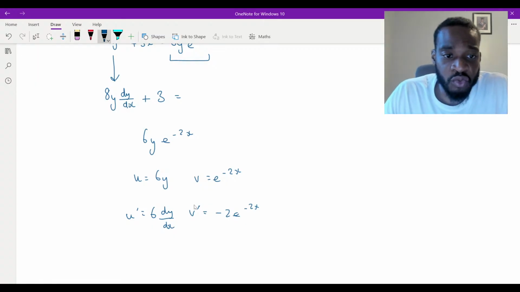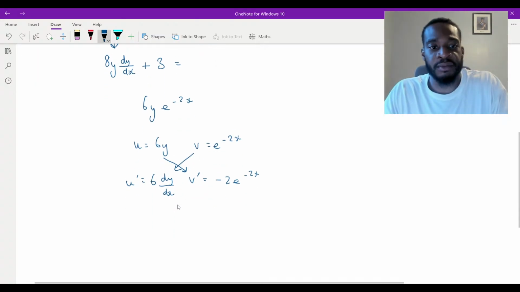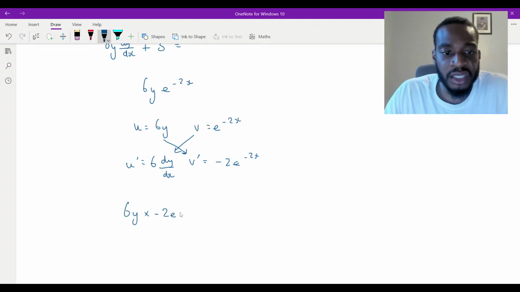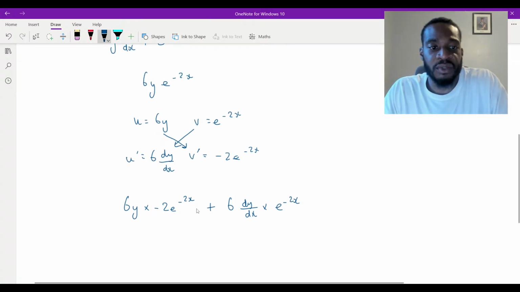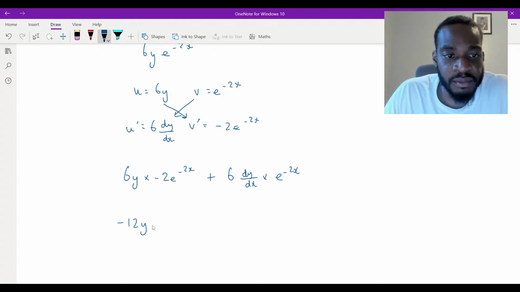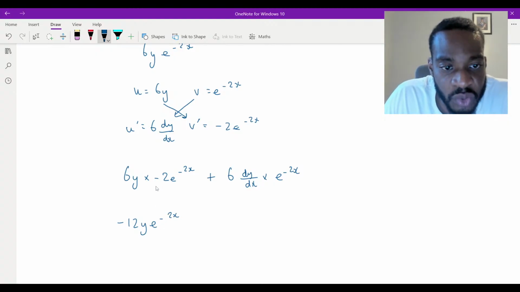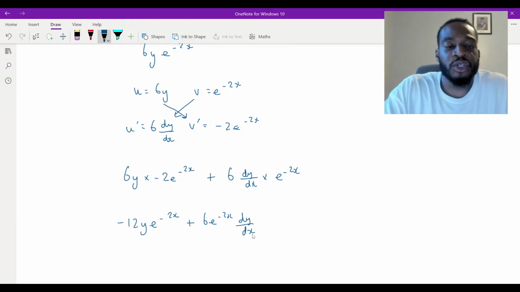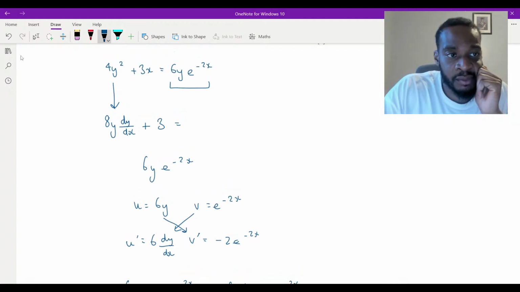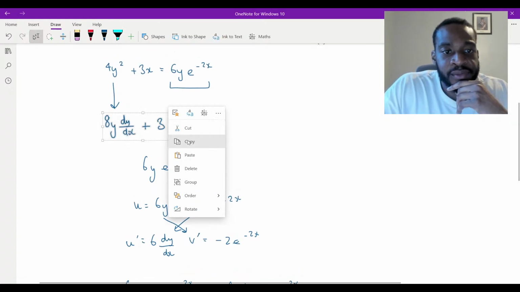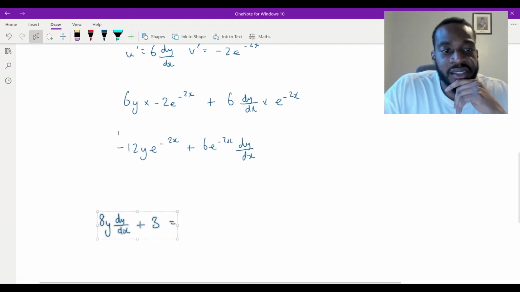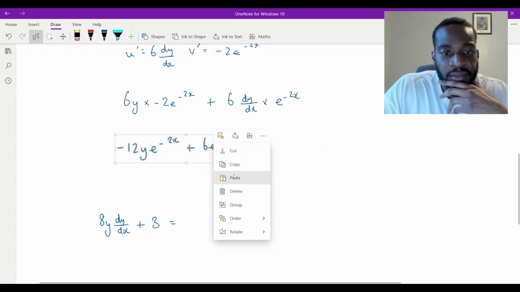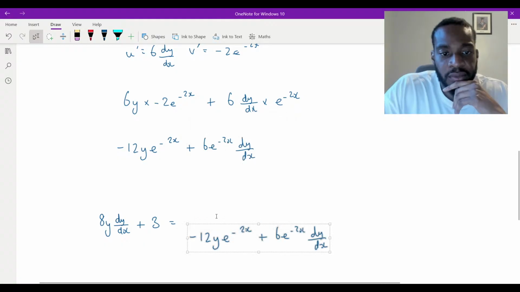Now, product rule, uv dash plus vu dash. So it's going to be 6y times minus 2 e to the minus 2x plus 6 dy/dx times e to the minus 2x. Let me tidy that up a bit. That's going to be minus 12y e to the minus 2x, plus 6e to the minus 2x dy/dx. So overall, the derivative, let me copy that here, is going to be equal to that. And then this is going to be on the right hand side.